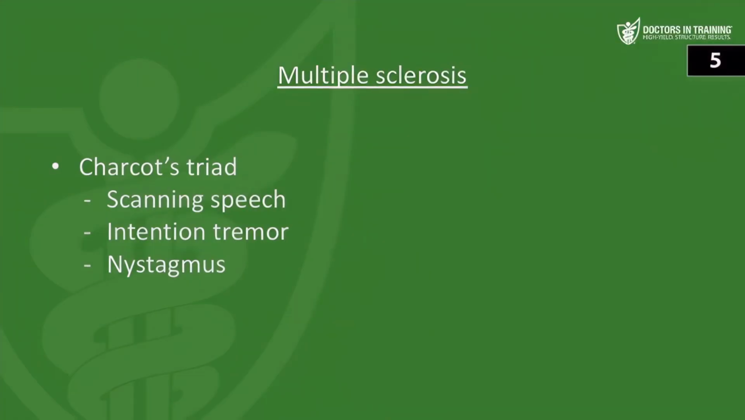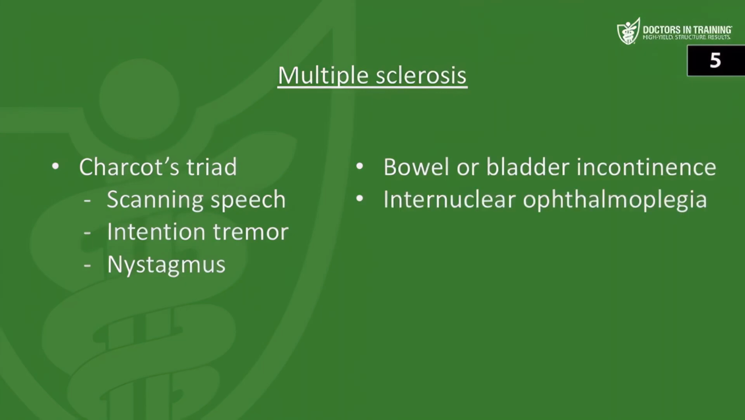Next, what are some of the more classic presenting scenarios for multiple sclerosis? So remember that Charcot neurological triad. Remember it was scanning speech, intention tremor, and nystagmus. But also think about a lot of other things, bowel and bladder incontinence, internuclear ophthalmoplegia, optic neuritis. These are very, very common presenting symptoms.